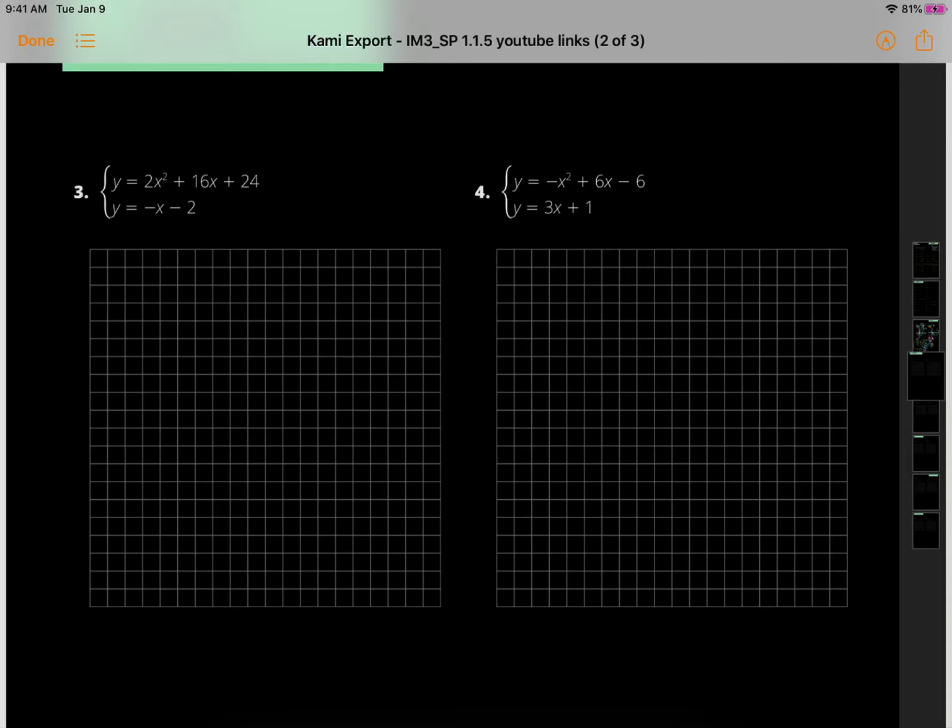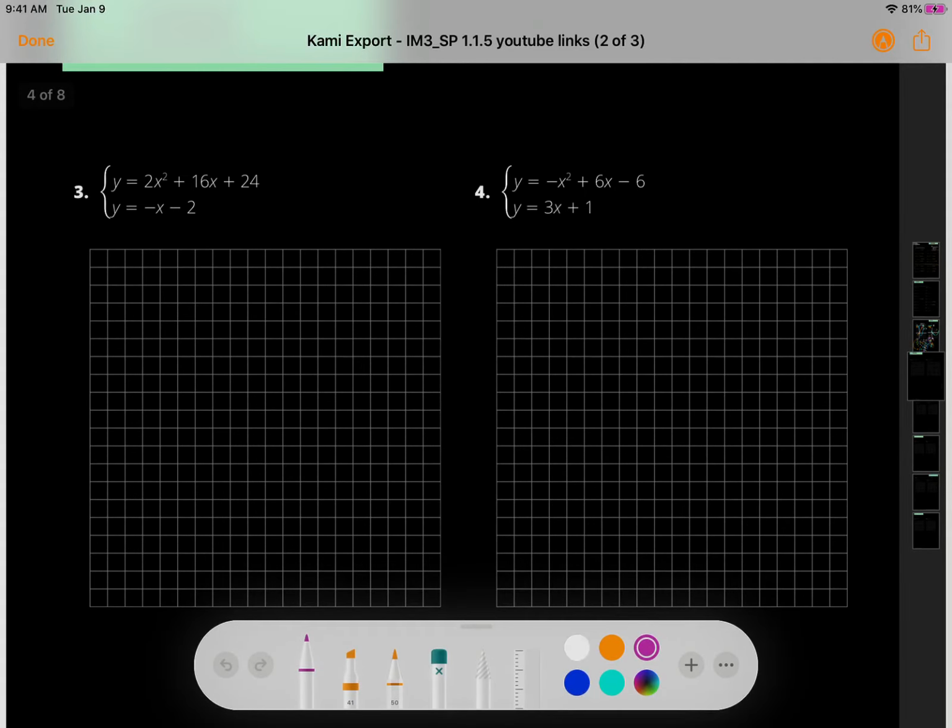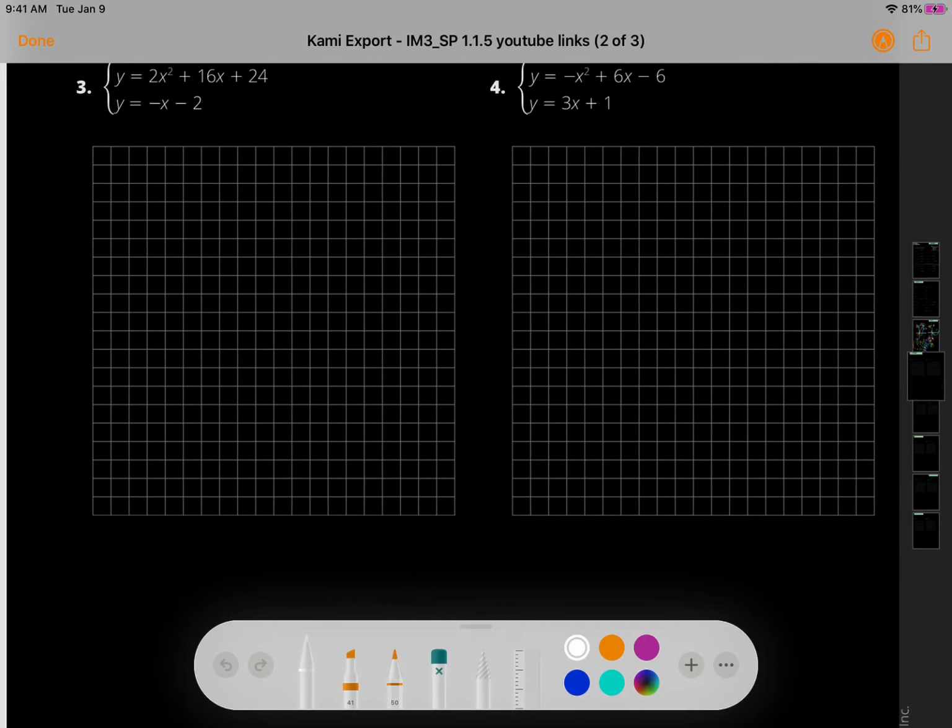Hey math lovers, let's go over number 3. Again, we're solving this system and then we're going to graph it to verify our answer. Let me write this problem down below so we have some more space.